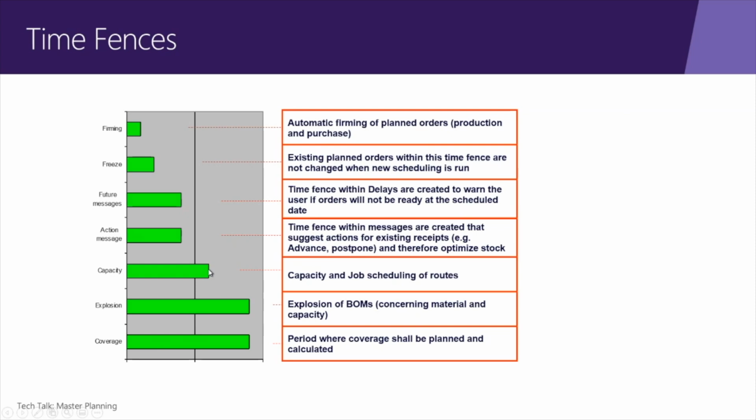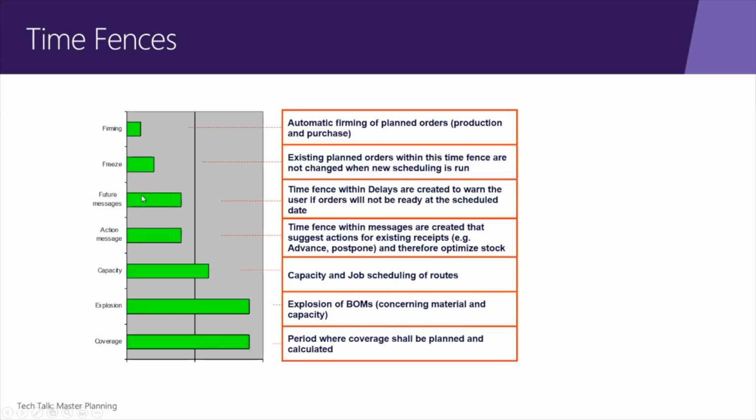Capacity. Your production capacity, from an operation and job scheduling standpoint, is how far down the line master planning is considering the capacity. You may want to keep that set to what your needs would be, but this will definitely be shorter than your coverage time fence. Everything should be shorter than your coverage time fence, because it doesn't make sense to have any of these greater than the coverage time fence.